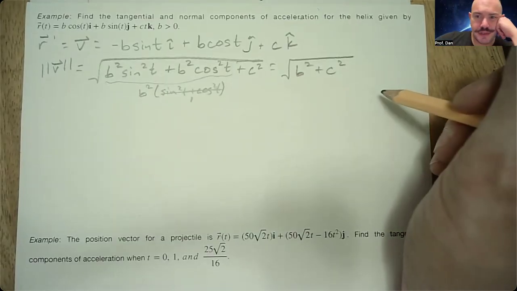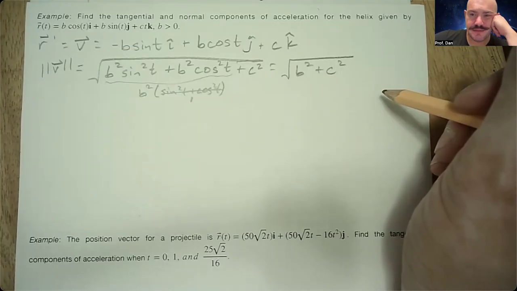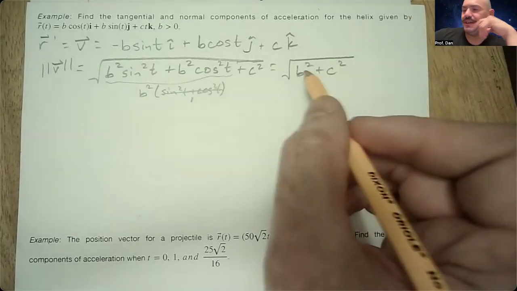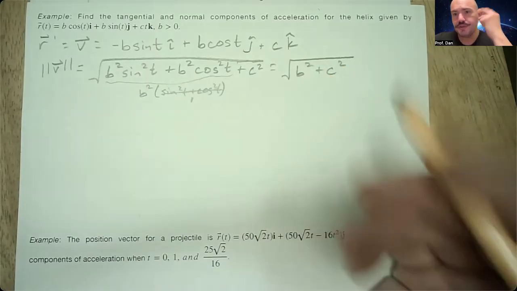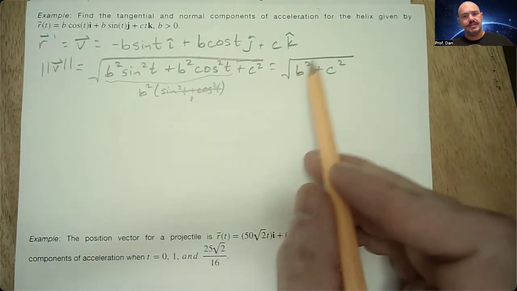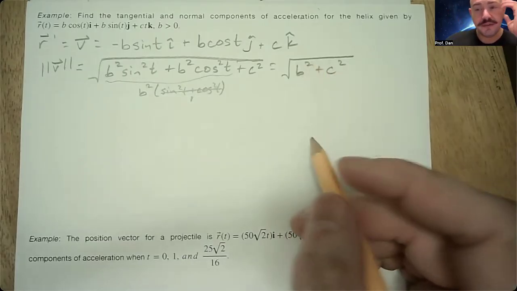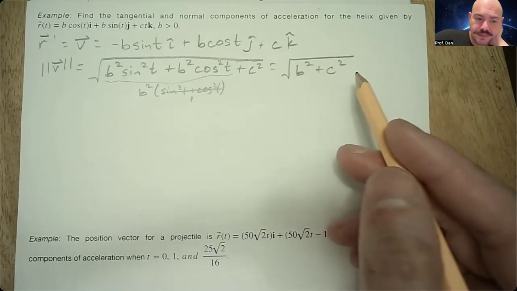And no, it's not a. We don't know what b is, we don't know what c is, we just know that b is a positive number, which doesn't really matter because that's squared. So this is the magnitude of our velocity.